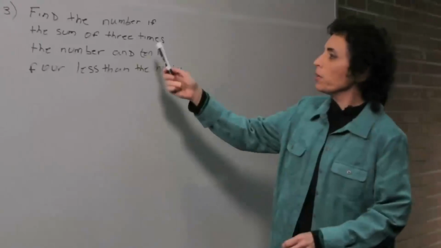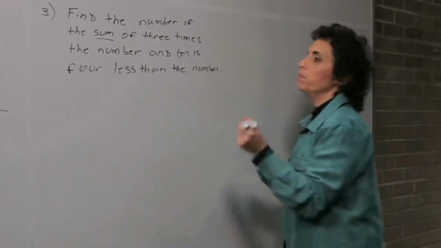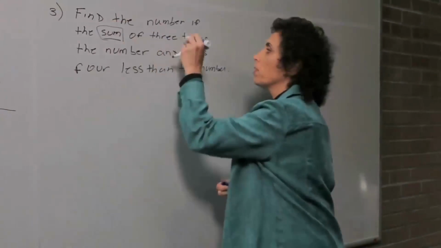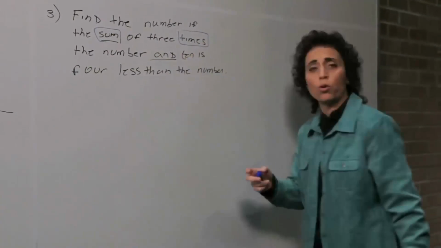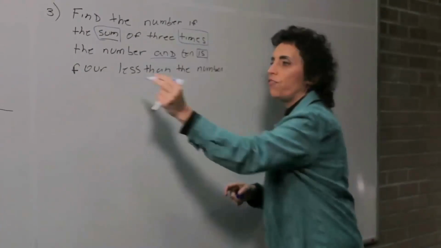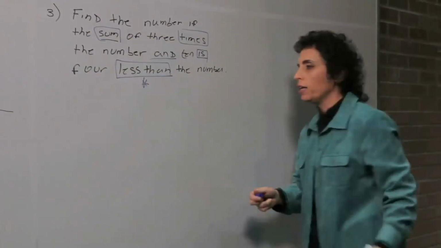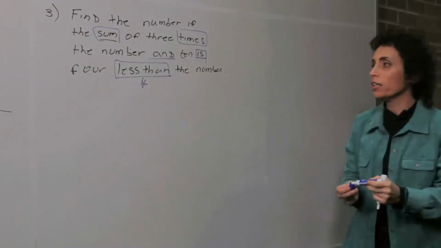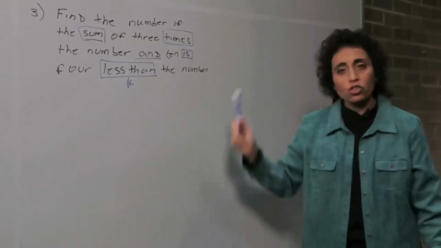Okay, find a number if the sum, so there's a keyword, right? The sum, times is a keyword, of 3 times the number, and not a keyword but an important word, is 4 less. Okay, is 4 less than, oh, less than, biggie keyword. We'll talk about that, and let's talk about why that's got an asterisk. If you remember, less than or the word from actually switch the order.